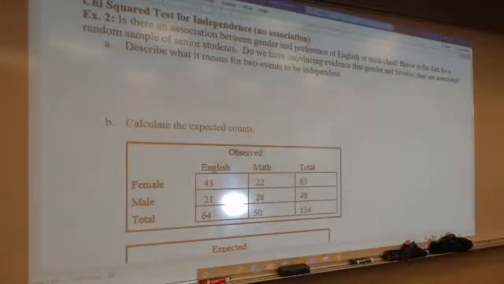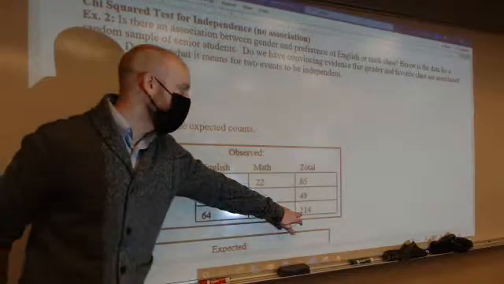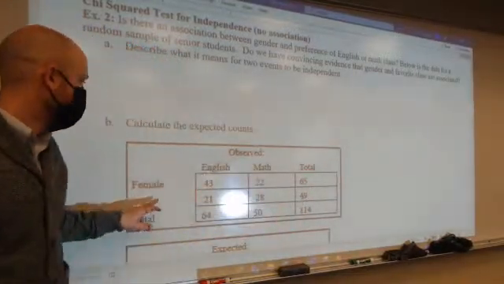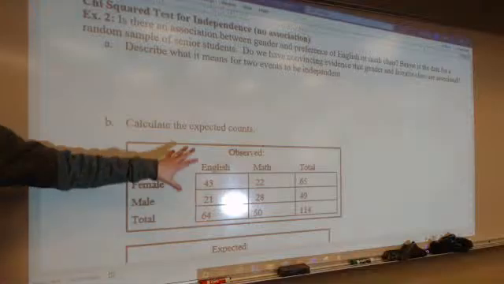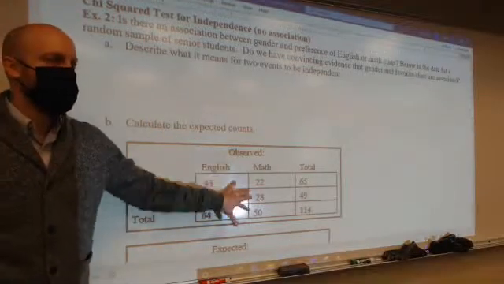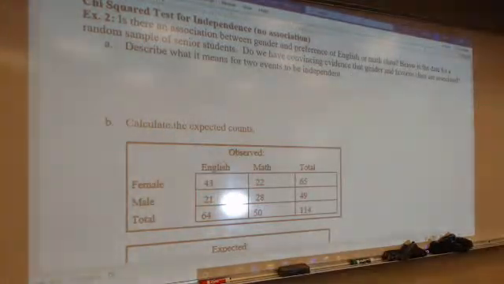So interesting. Let's see. In an ideal world, there is no difference. But let's see what these data say. Below is the data for a random sample of senior students. Do we have convincing evidence that gender and favorite class are associated? So you can see it's one sample, two variables. We sampled 114 apparently. We sampled 65 female and 49 male, and these are the results of the preference. And that's just one sample.